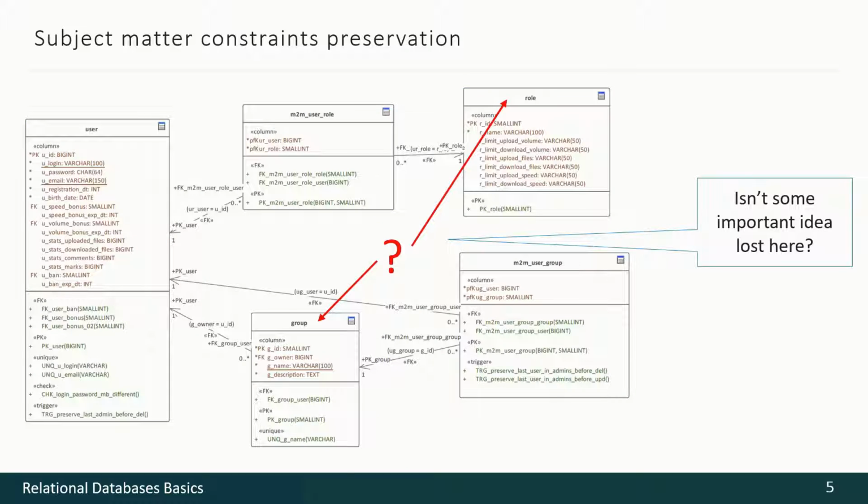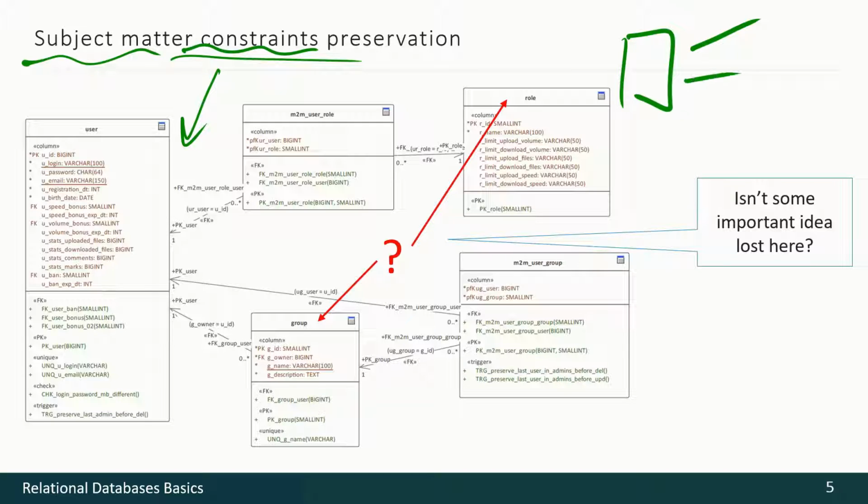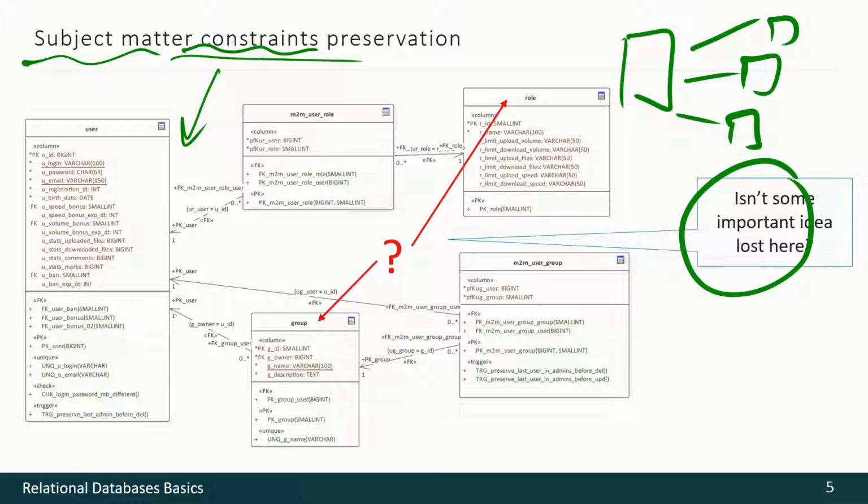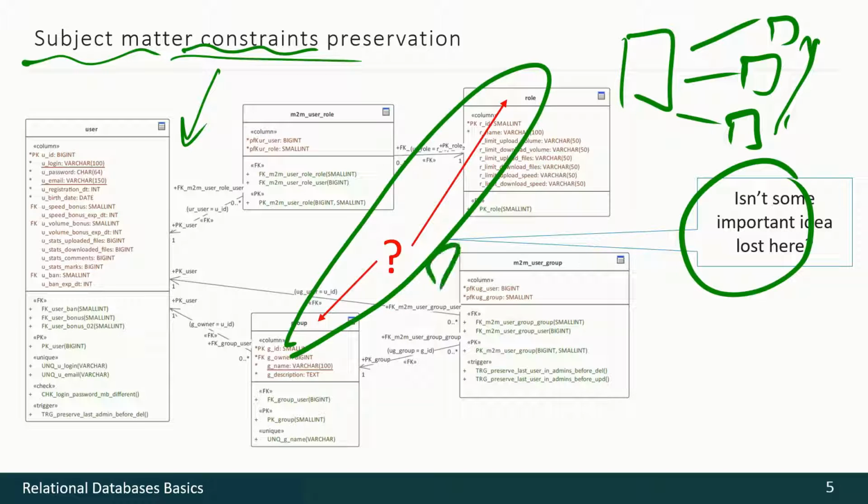The first requirement tells us to preserve subject matter constraints, because during that normalization we may divide some relation into new relations, and what if we lose something important here? Maybe we've forgotten some relationship, maybe we've forgotten some other constraint. We shall know all those subject matter constraints and be sure that we preserve all of them.